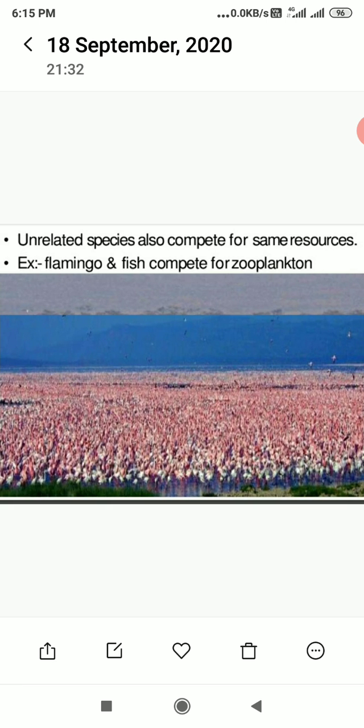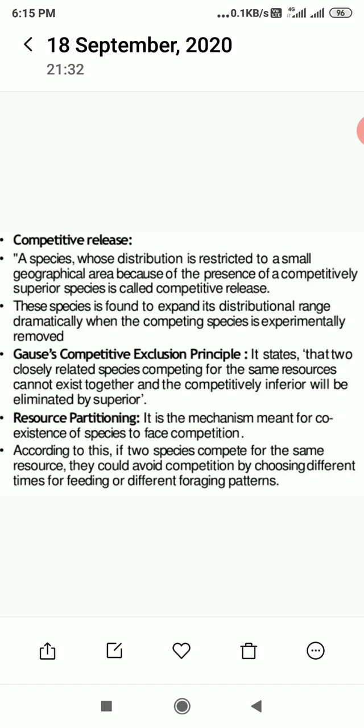So, unrelated species also compete for the same resources. For example, flamingo and fish compete for zooplankton. Zoo means animal. Plankton remains in a buoyant condition in water bodies.